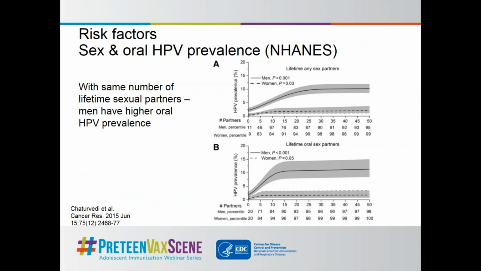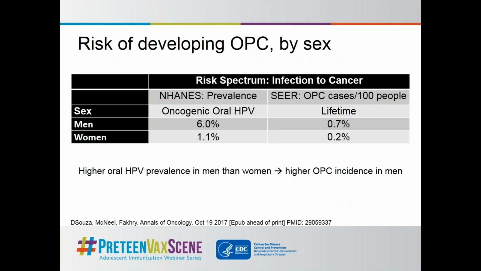Another study in NHANES showing that same data in a slightly different way has the same conclusion, that if you look at men and women with the same number of partners, say 5 lifetime partners here, the risk of having an oral HPV infection, here shown through prevalence, is higher in men than women. Regardless of the number of partners, comparing men and women with the same number of partners, the per partner risk of acquiring an oral HPV infection appears to be higher in men than in women.